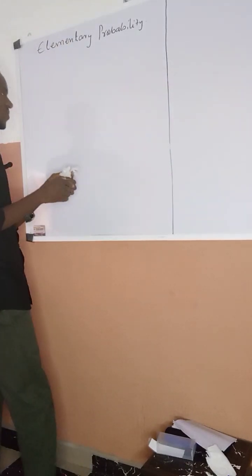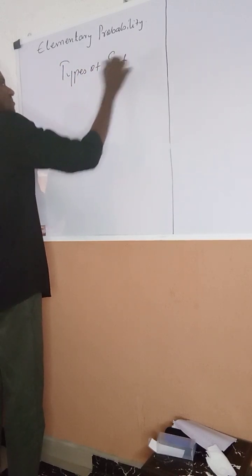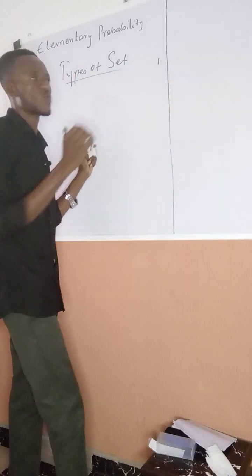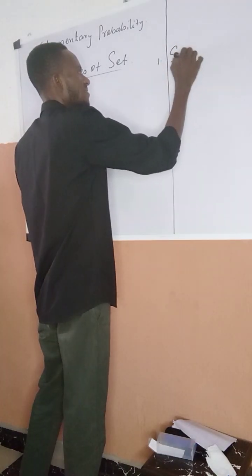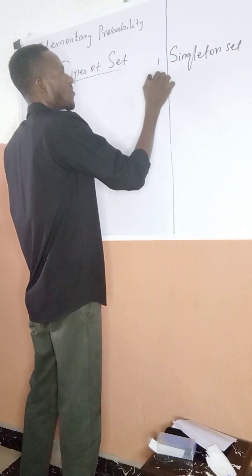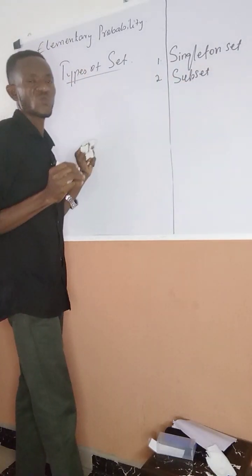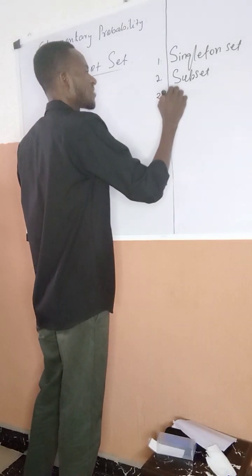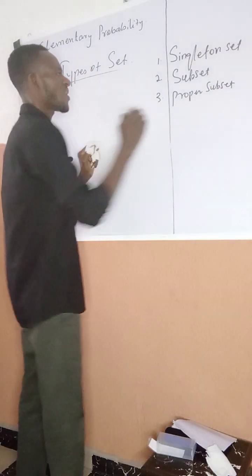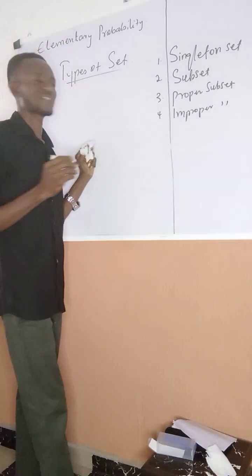Types of sets. We look at what we call types of sets. When we talk about types of sets, we might consider the following and look at them one by one. We have what we call singleton sets. We equally have what we call subsets. We equally have what we call proper subsets. We equally have what we call improper subsets.